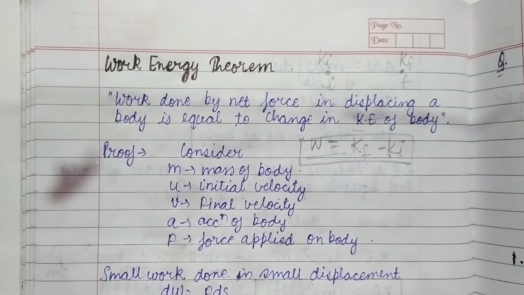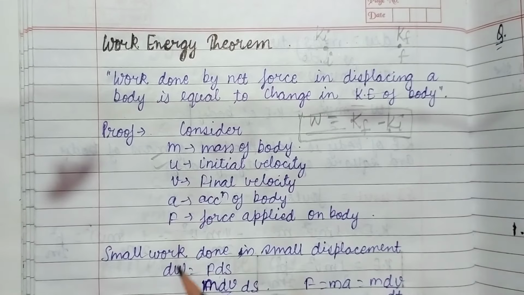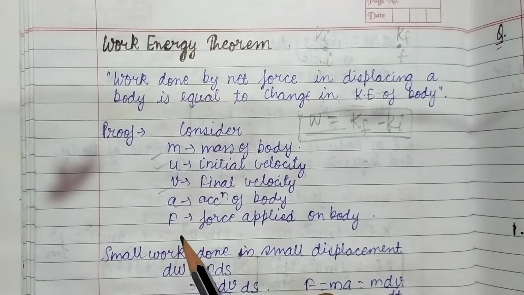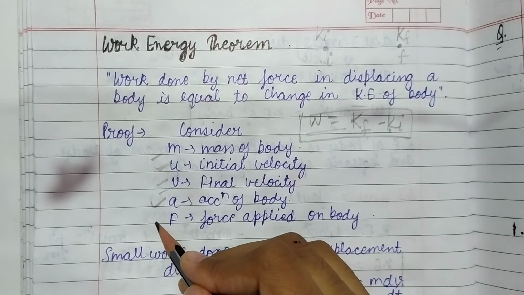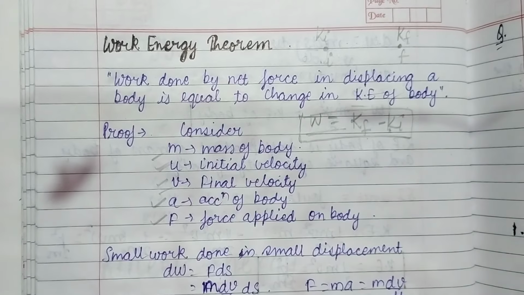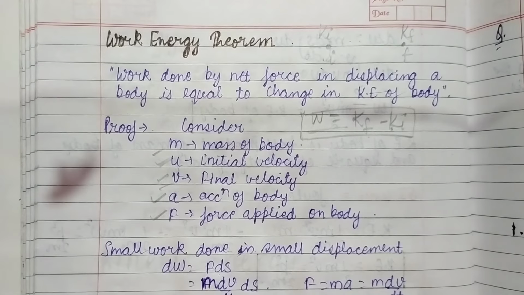To prove this statement, let us consider that m is the mass of the body, u is its initial velocity, v is its final velocity, a is the acceleration of the particle, and F is the force experienced, or you can say the force applied on the object. Okay, now let us see.